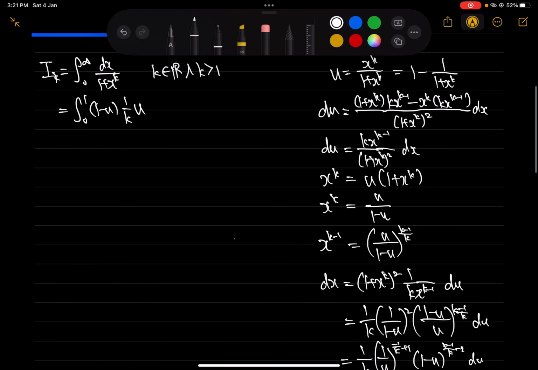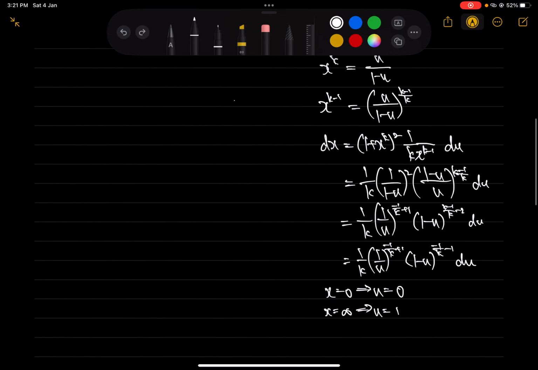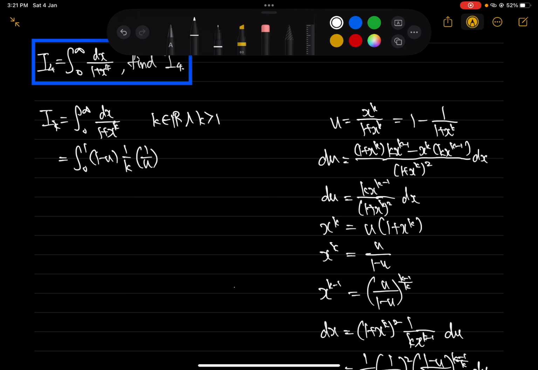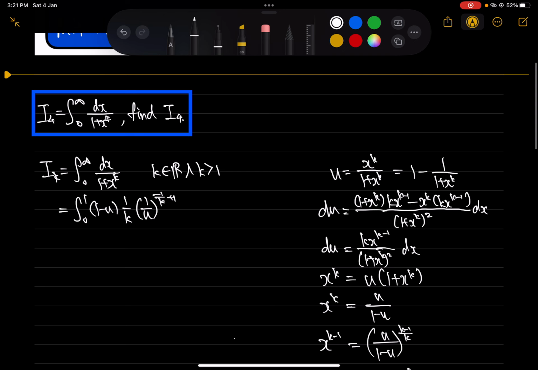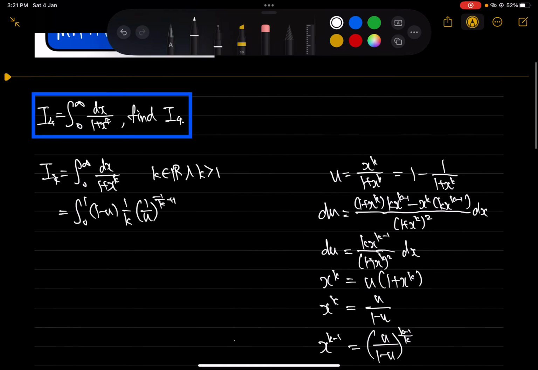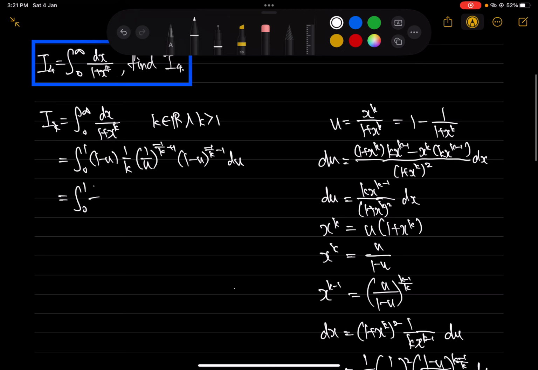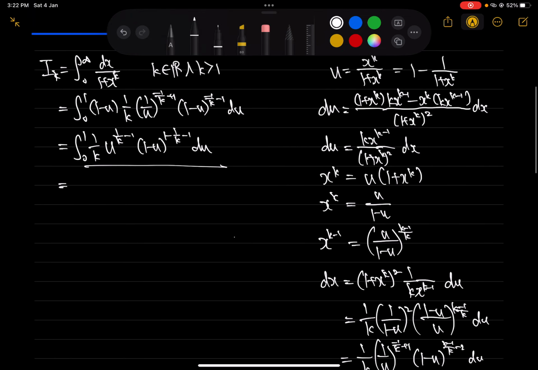So we have 1 over k, and then that's 1 over u to the power of negative 1 over k plus 1, and then we have 1 minus u to the power of negative 1 over k minus 1, du, which means we have 1 over k, and then flipping that, we have u to the power of 1 over k minus 1, and then we have (1 minus u) to the power of (1 minus 1 over k) minus 1 du, which means this looks like the beta distribution.